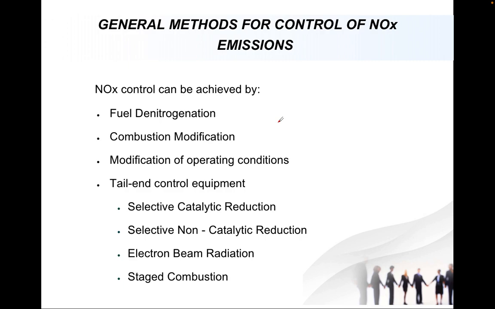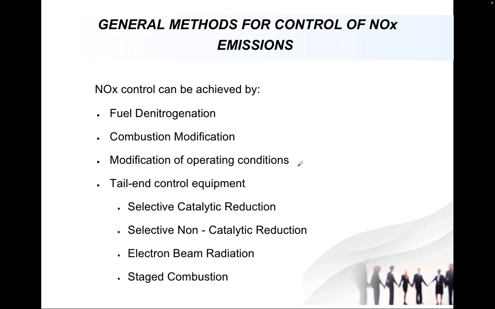Then combustion modification. Generally, the combustion process mostly controls the level of creation of nitrogen oxide. So with efficient combustion with excess air, we can reduce the NOx emission, or the level of NOx from the flue gases.